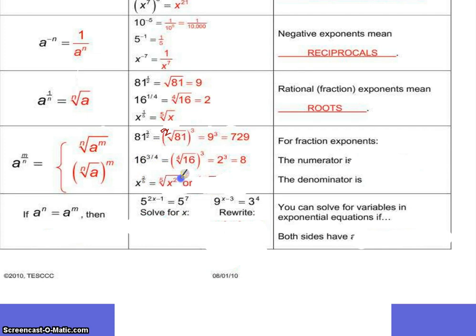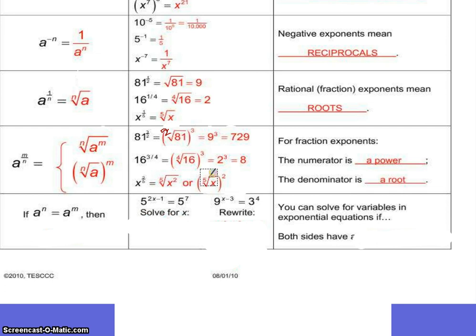And I'm going to do the same thing for my x. I know that was a little bit tricky, but if you practice with that, you'll really understand it. And don't worry, we'll do lots of practicing. So for fraction exponents, the numerator is a power, where the denominator is a root.